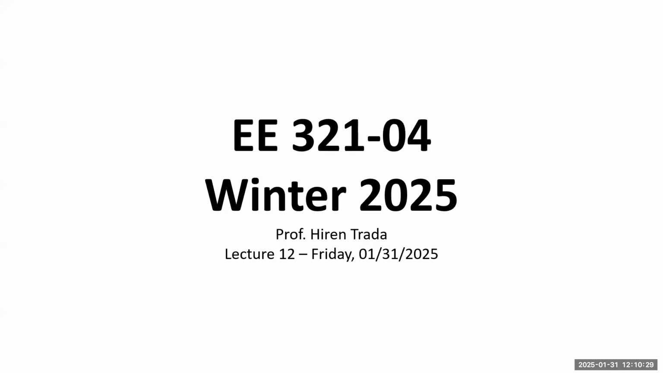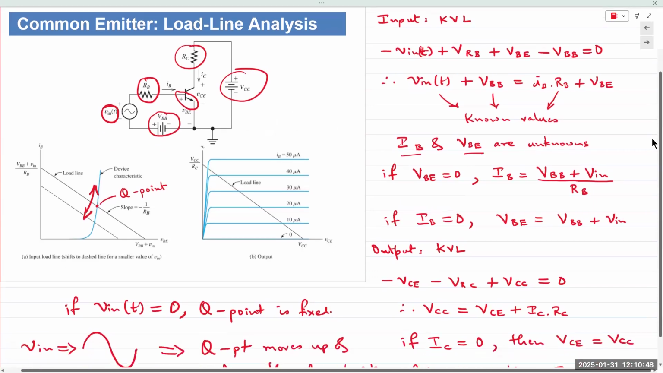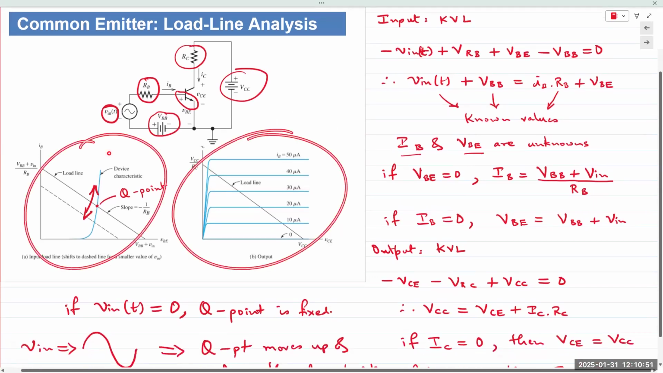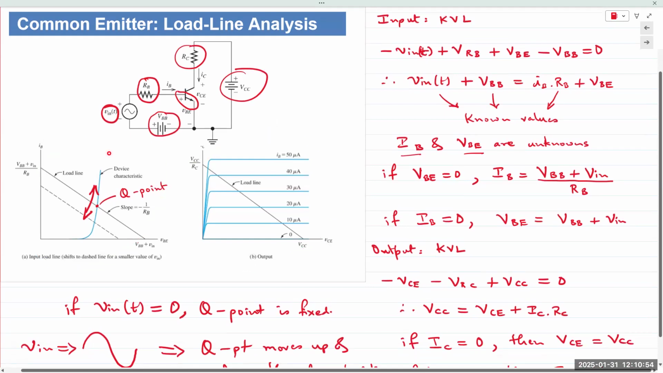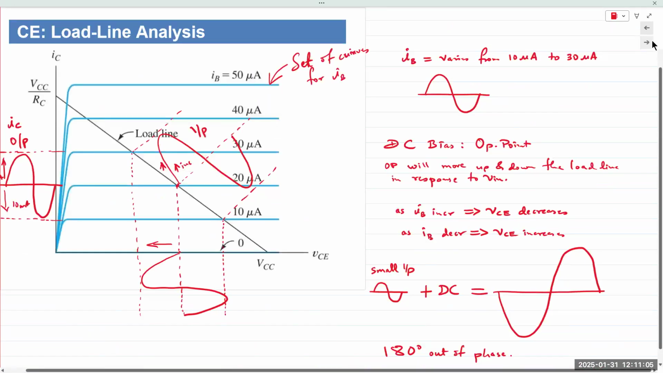Okay, good afternoon. Today, let's finish up our load line analysis of the CE amplifier. So we stopped right here. We have the input characteristics and the output characteristics, right? We'll first write load line equations for the input side and then transfer them over to the output side. So first, I want to explain how it would work as an amplifier using these graphical techniques, right?